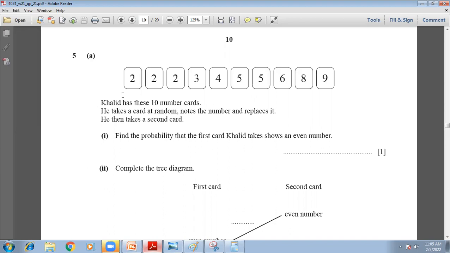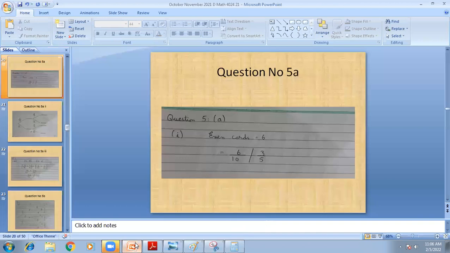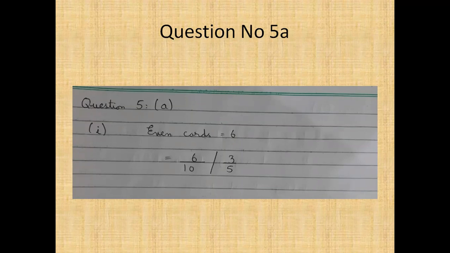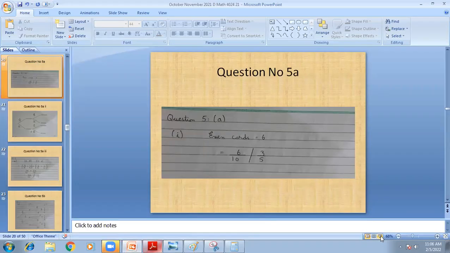So even numbers will be this, 3, 4, 5, 6. So there are 6 cards which have an even number. So that number 6 divided by the total number of cards, they are 10, 6 by 10. So that will be the probability. So let me show you. So here you can see the even card probability will be 6 by 10. That will be 3 by 5. Okay, so that is how you do this question.